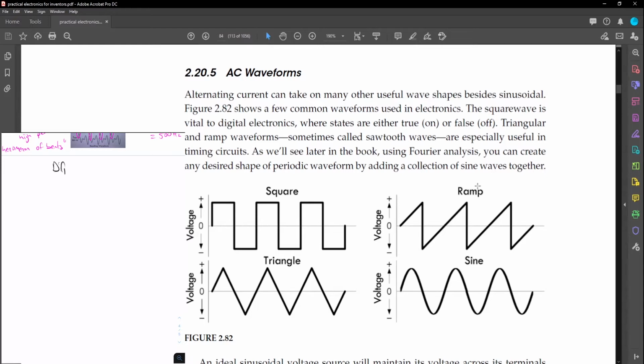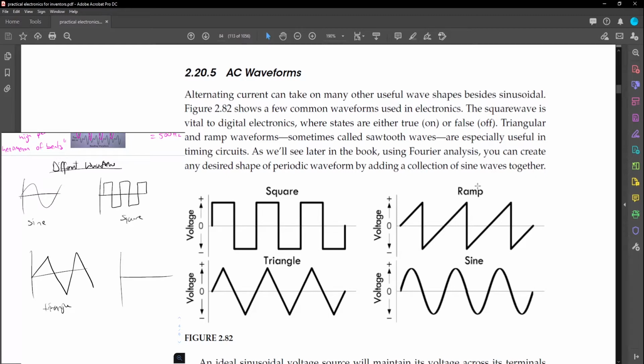Okay, let's write different waveforms. We've got the sine, you've got the square, triangle. Okay, that's not right. Best I can do for now. Triangle. My handwriting sucks, sorry.